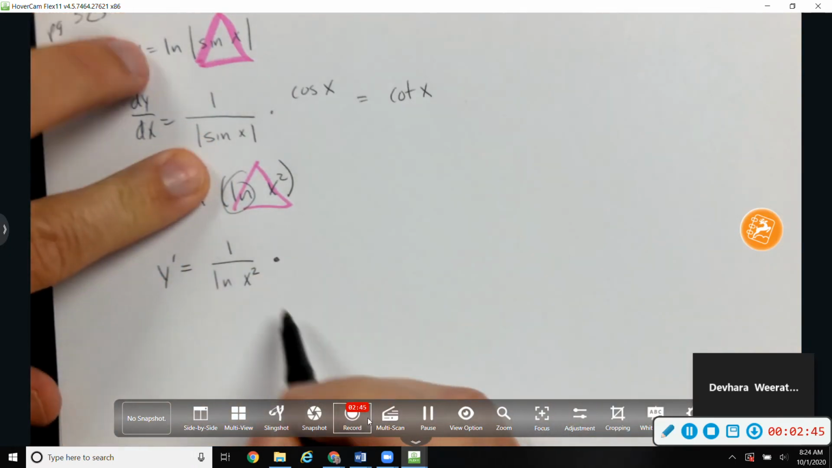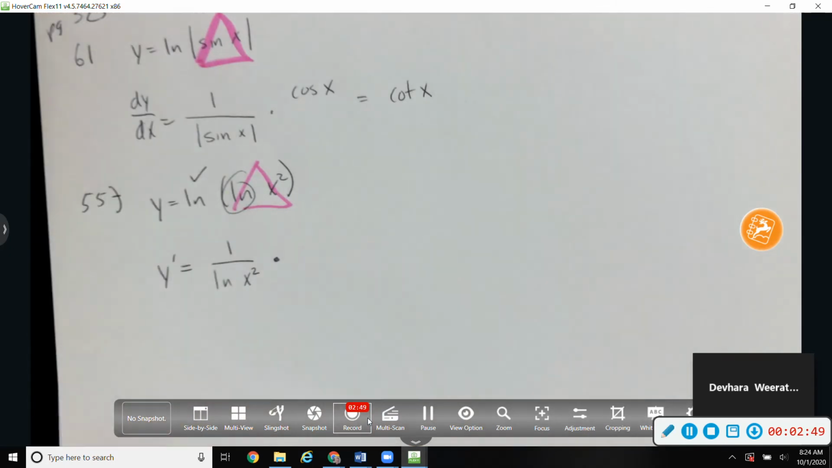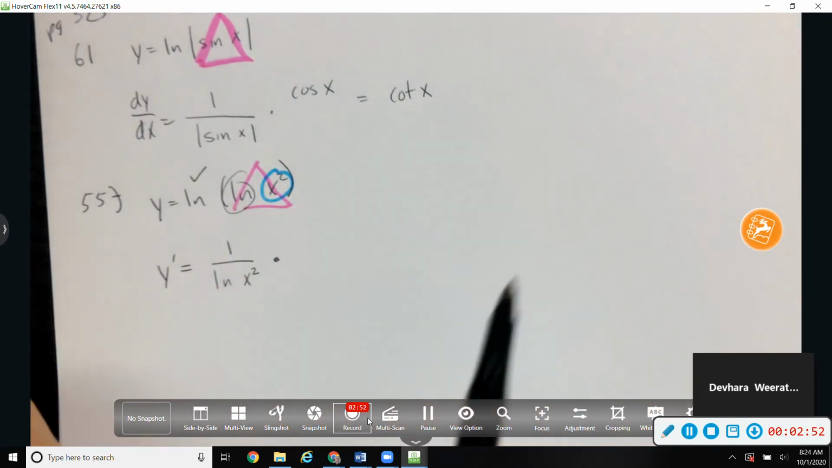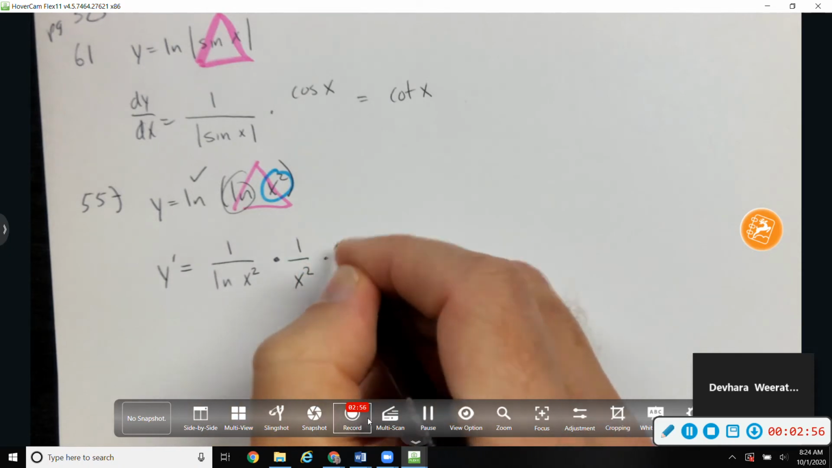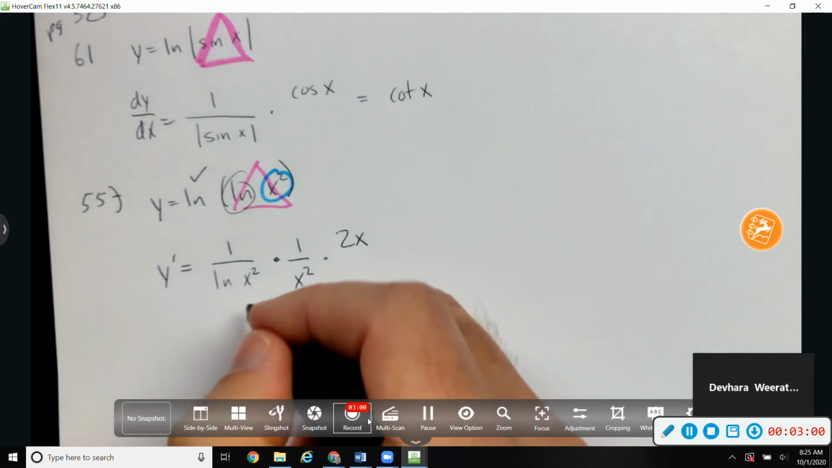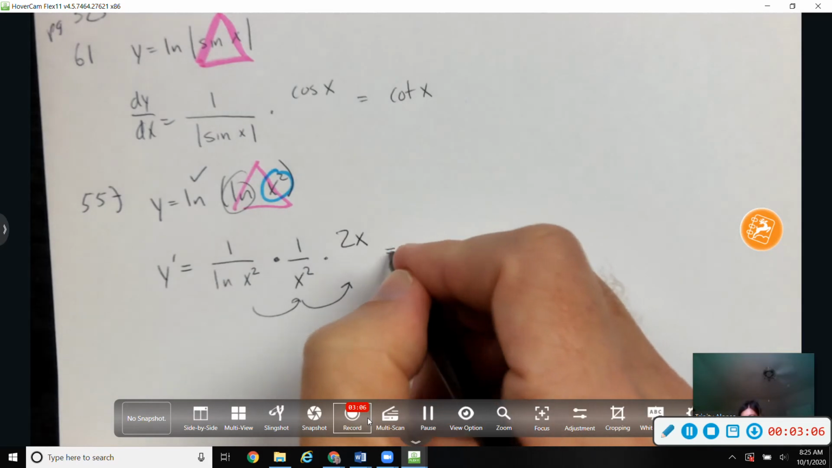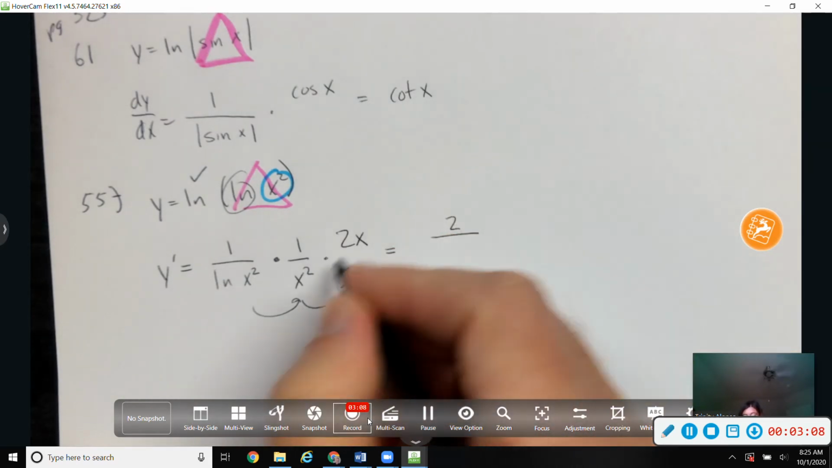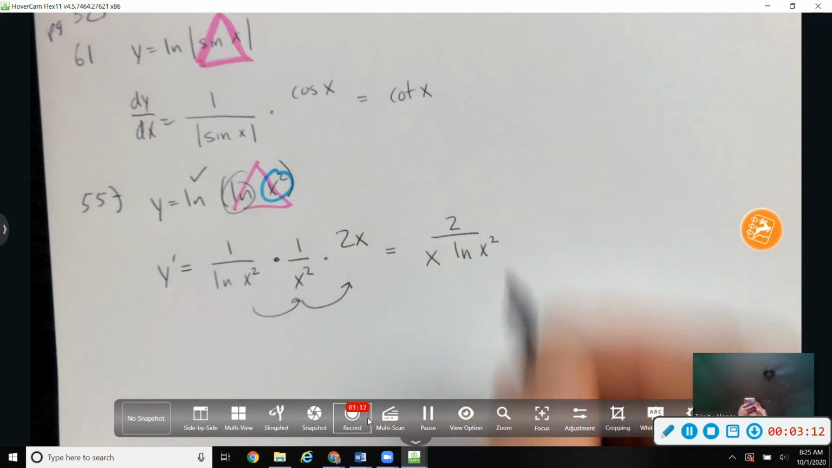So the derivative of natural log is 1 over the argument. So now we have to do a different triangle in here. So 1 over x squared times the derivative of x squared. So it's a 3-link chain rule problem. And one of the x's will cancel, so 2 over x natural log of x squared.